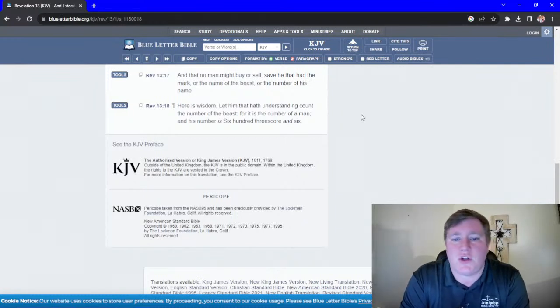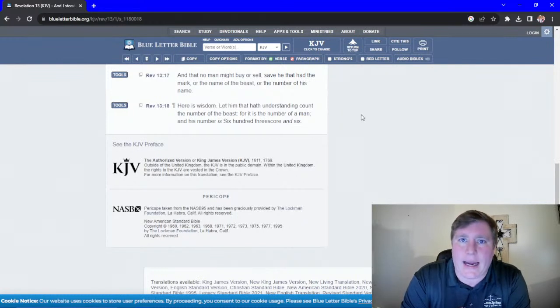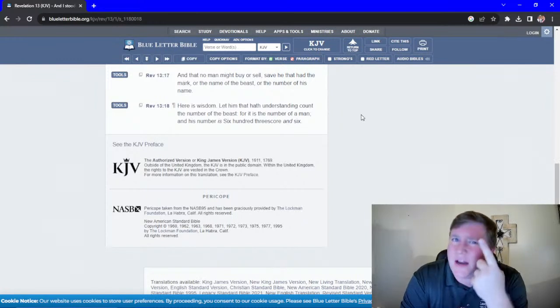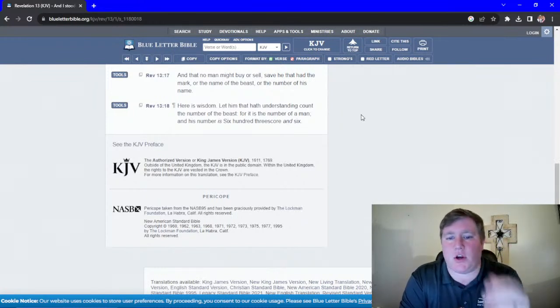This is my opinion. So, for it is the number of a man. I don't think it means an actual individual man here. And again, the best commentary on the Bible is the Bible. I can't remember the exact verse, but it is in Revelation where Jesus says he's coming for his bridegroom. Is a bridegroom one individual person or is it the church? Well, it's the church, right? It's not an individual. And it says, for this is the number of a man. I think it means the number of a multitude of people, right? For it is the number of a multitude of people. And his number is 666.